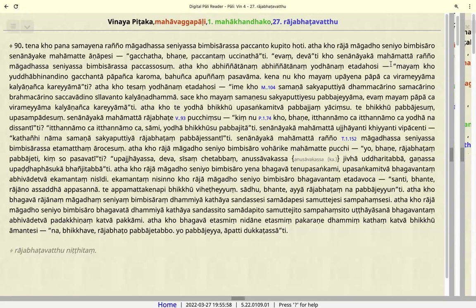Senanayaka Mahamatta, the General Minister, replied to or accepted the speech of Bhimisara, King of Magadha, who had the allotted army. Pati can be understood in two ways: as a deity, and also as genitive. When we think of it as genitive, we need to put in the word "vachana", speech. When we think of it as a deity, we can think about it that way.